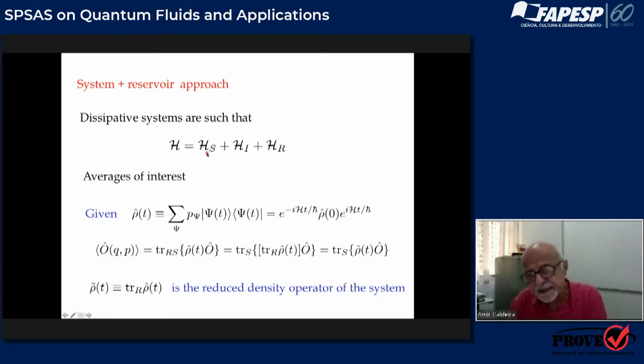And once we are interested in average values of observables of the system only, like coordinate position or momentum, what we have to do is to trace over all these variables. We have to take the trace of rho times the observable. Since the observable does not depend on the environment coordinates, we can first trace over the environment coordinates. And then we end up with something called the reduced density operator of the system, that's the rho tilde. So this rho tilde is the trace over the environment of the full density operator. That's exactly the object that I'm going to use to compute averages of any observable of the system only.